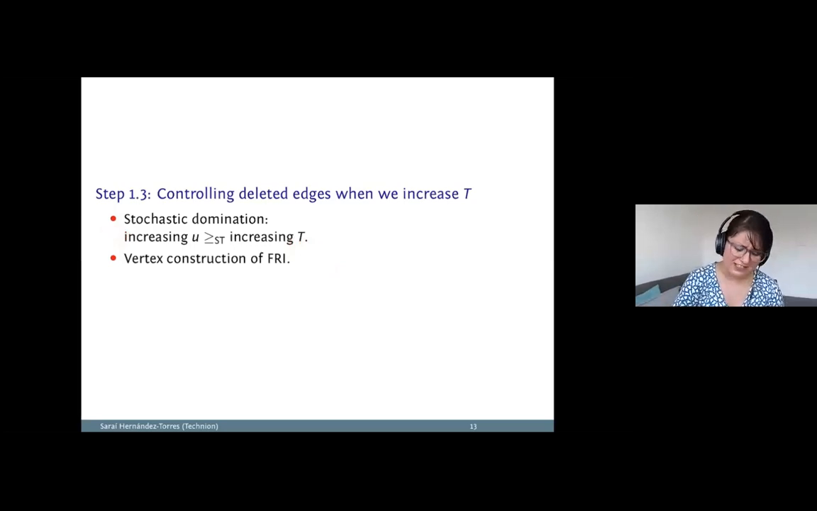And this stochastic domination comes from the vertex construction of the finitary random interlacement. So essentially what we do is chase the independence that we have at the time that we build this field of random walks. And that's how we use that. We use that we already understand the behavior at U, and it is enough for increasing the parameter T.